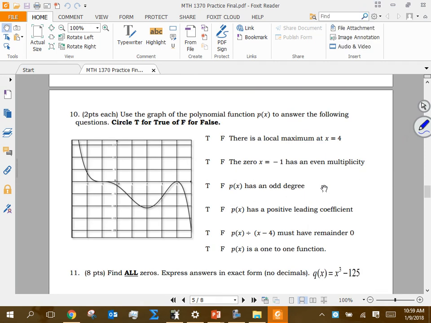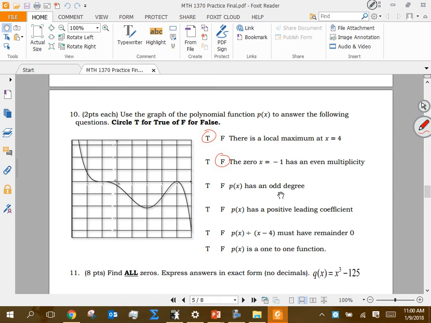All right, this one's just a recognition of your facts for polynomials. It says there's a local maximum at x equals 4 right there, and that is a local maximum. It's larger than any y value that's close to it, so that's true. The zero of x minus 1 has even multiplicity. Even multiplicity would be something like this, tangency. Here we pass through that zero, so this would be false. Tangency is even multiplicity, passing through is odd multiplicity.